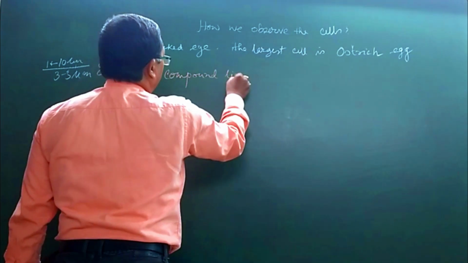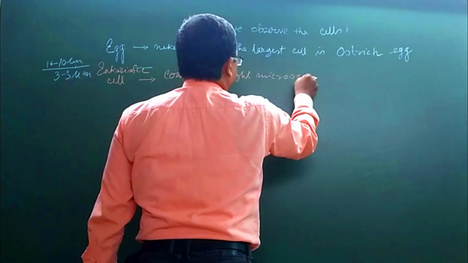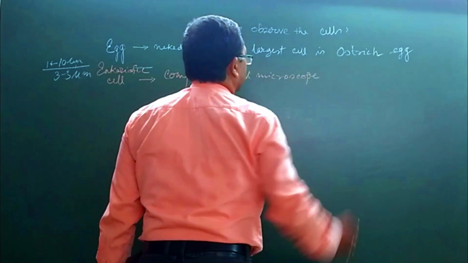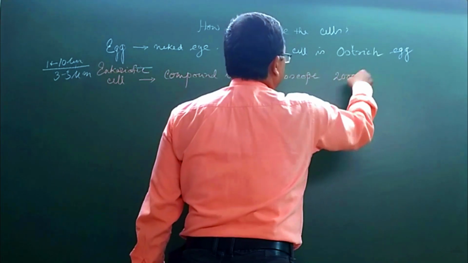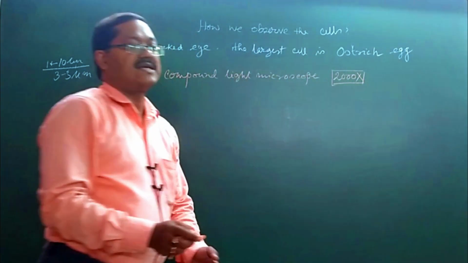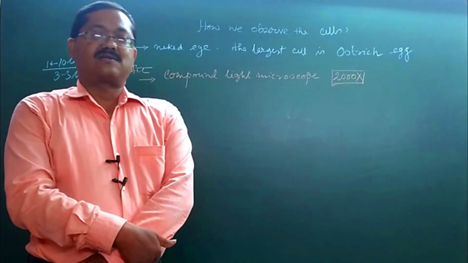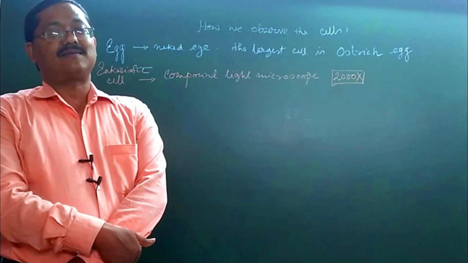Compound light microscope. Here 2000 magnification, near about maximum 2000 times an object can be seen as magnification.